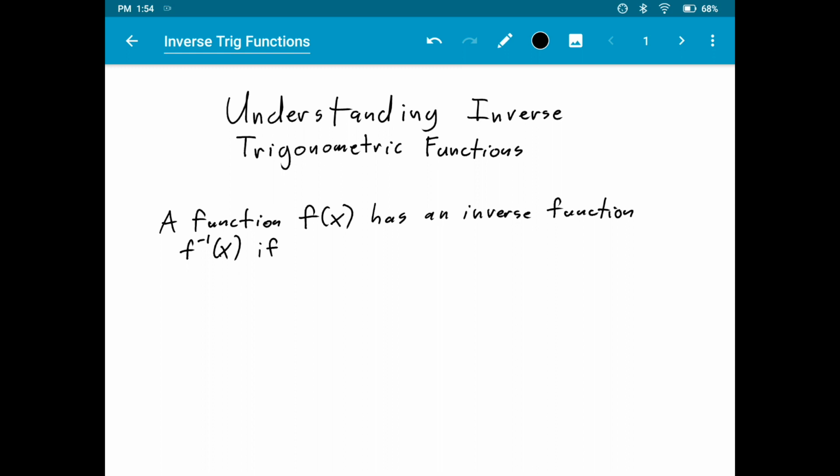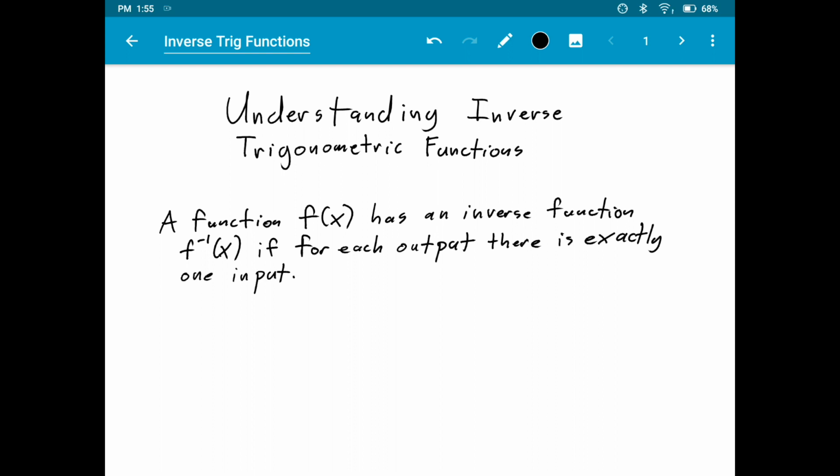if for each output there is exactly one input.